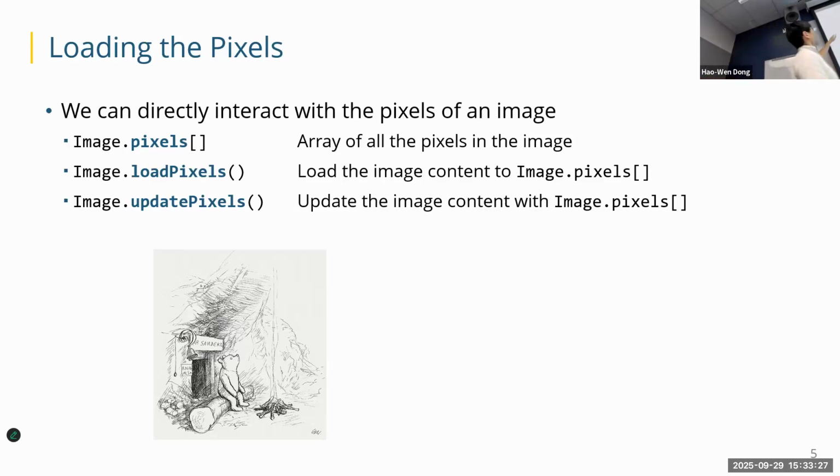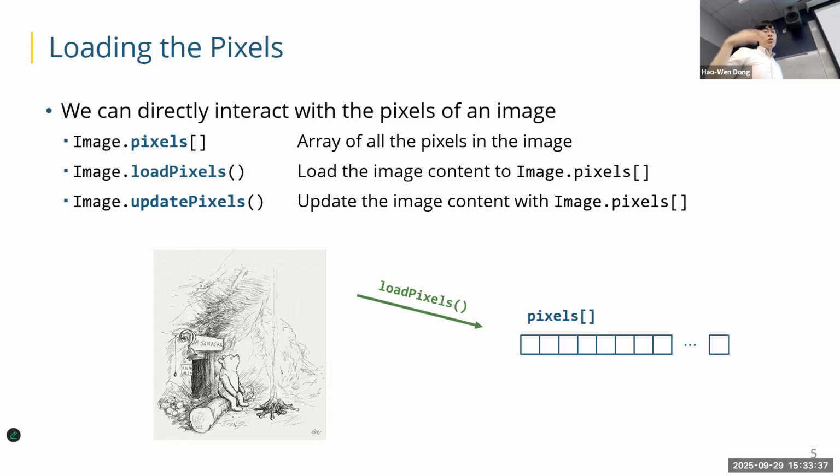So as we said, image.pixels, you get all the pixels. That's a field of that class. Those are some of the variables stored in that class. Now you can do image.loadPixels. You have an image, and now you want to turn this image into the pixels array. This will be automatically called when you have the image set up.